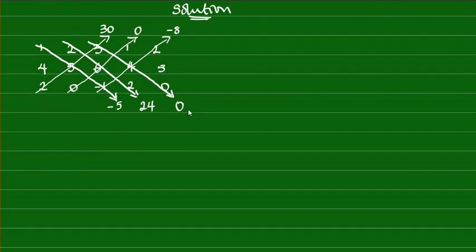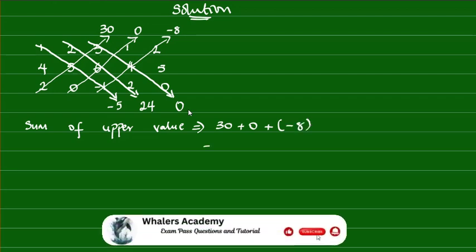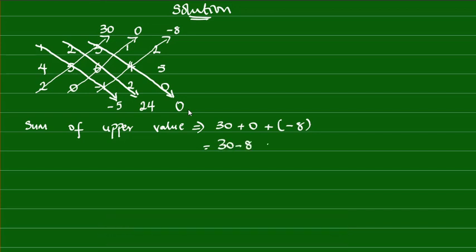Now, the next thing we do is sum up our upper values and sum up our bottom values separately. So we have the sum of upper values. We have 30 plus 0 plus bracket open minus 8 bracket close. This gives us 30 minus 8, and this is equal to 22. So we have 22.